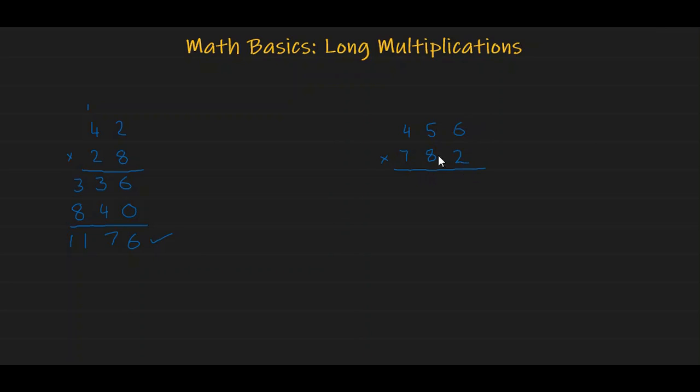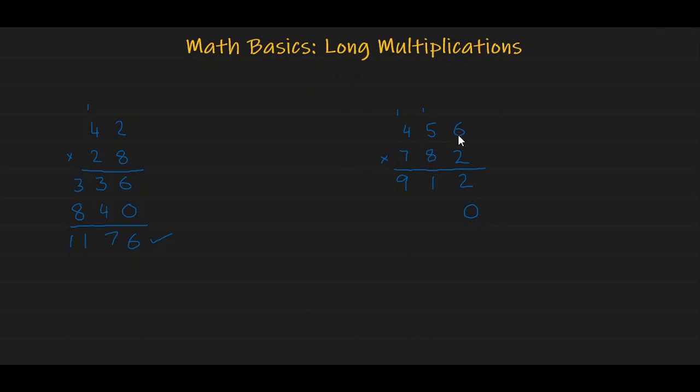2 times 6. You put 1 here, 2 down here. That's 12. Then you do 2 times 5, which is 10, plus 1. 1 here, 1 here, 11. Then you do 2 times 4, 8, plus 1, 9. Now we are multiplying the middle number, which is in the 10th place. So you would put 1, 0.